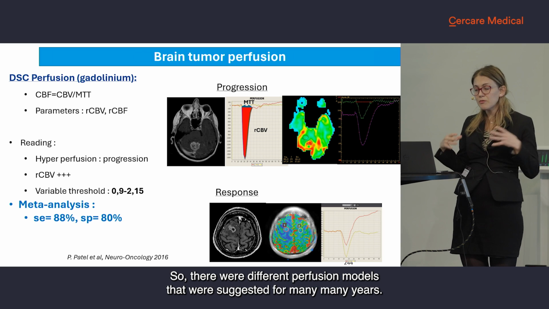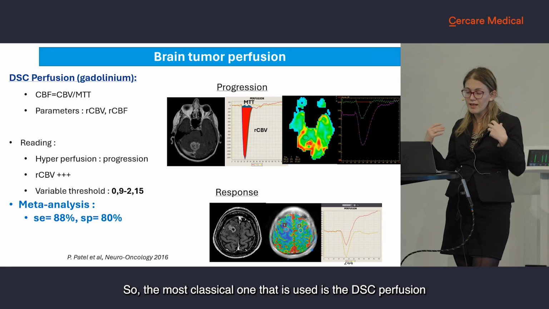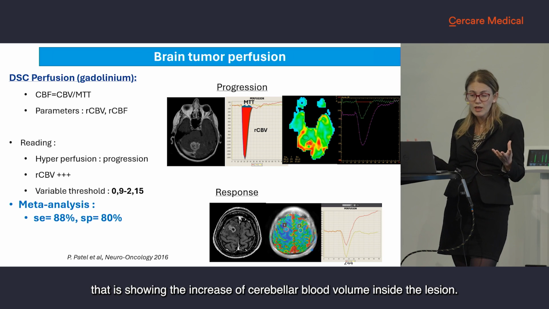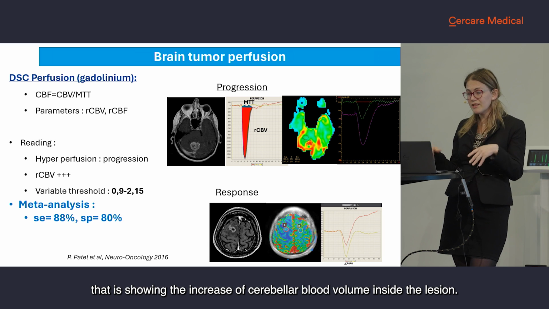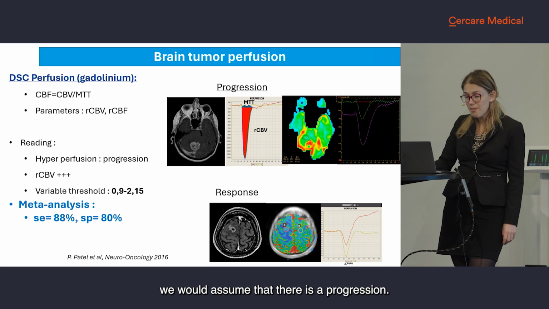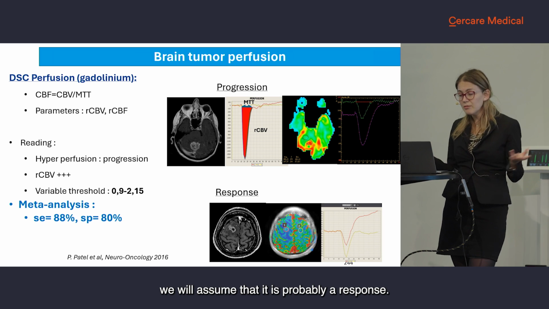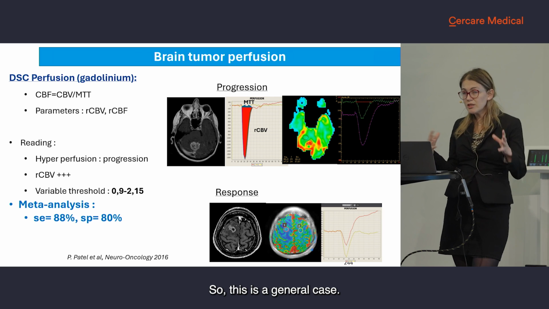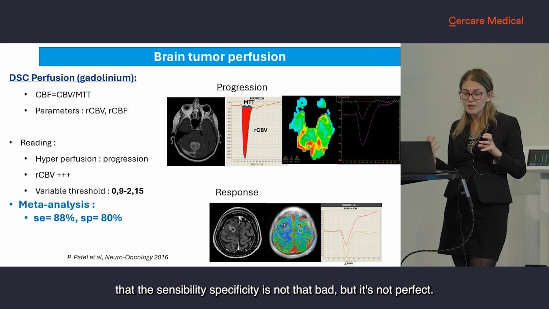Different perfusion models have been suggested for many years. The most classical one is DSC perfusion, which shows the increase of cerebral blood volume inside the lesion. When the volume is increased compared to the control region, we assume it is a progression. When there is a decrease of the volume, or if we see any leakage, we assume it is probably a response. This is the general case, and some studies have shown that the sensitivity and specificity are not that bad, but not perfect.